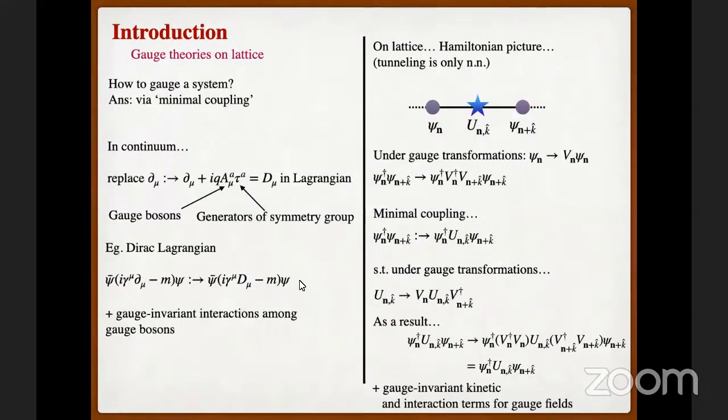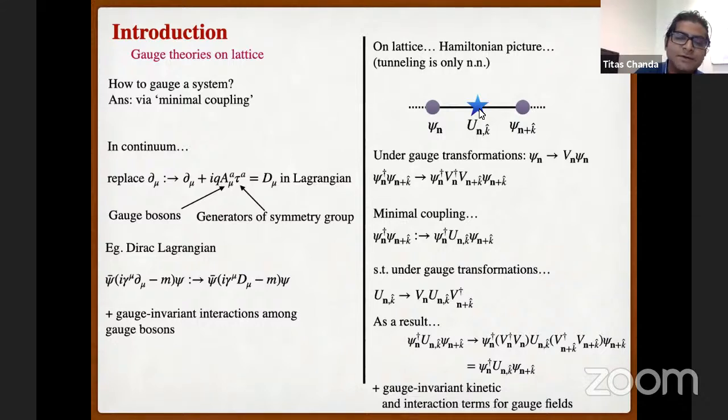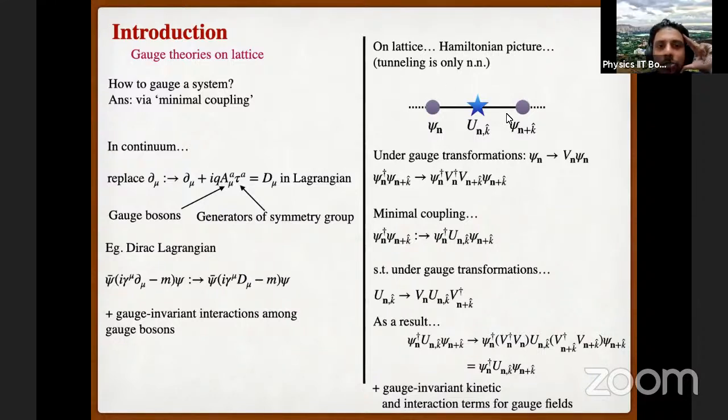Sorry, what is this U in K cap? So this is just another site. I can think of it as an extra site. You can also think of it as extra degrees of freedom that sit in the bond between two sites. I see. It's a bond degree of freedom.